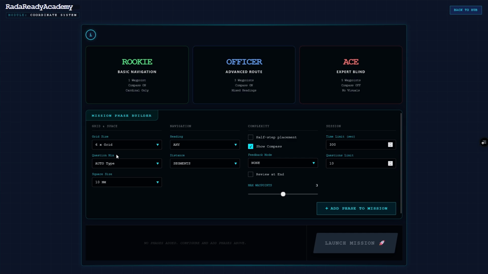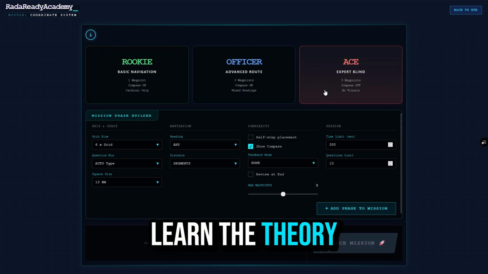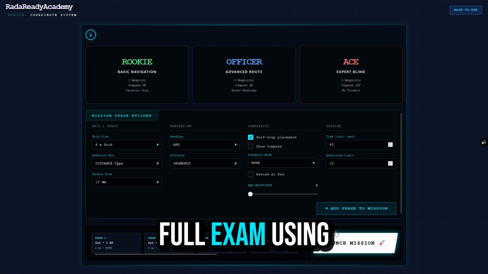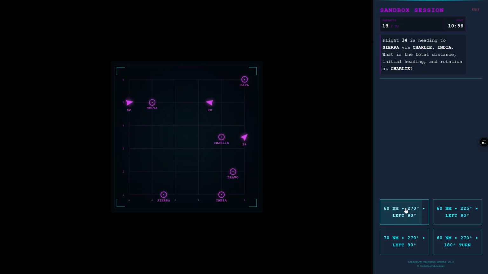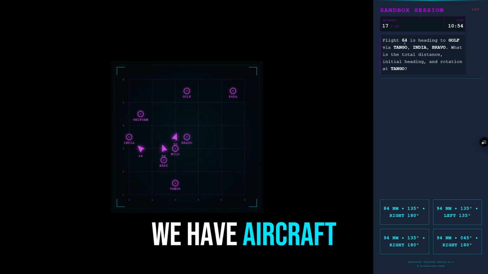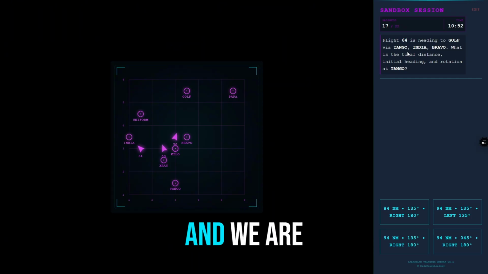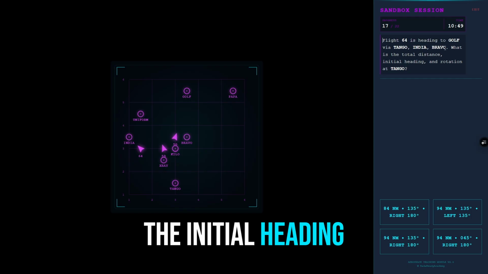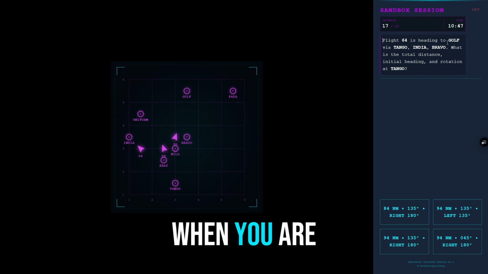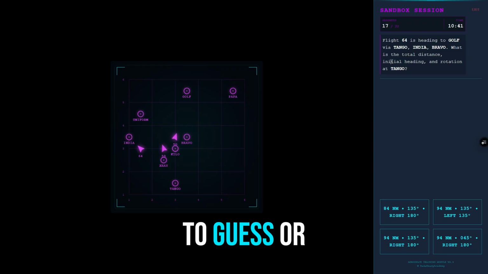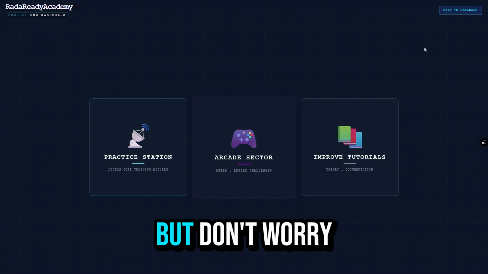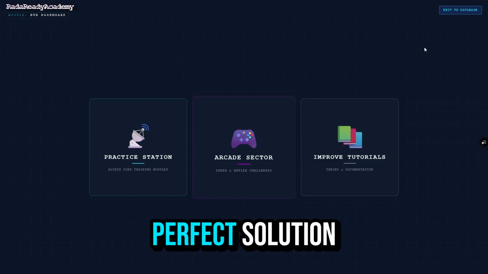termini heading. To understand why we need to learn the theory, let's generate a full exam using the mission builder on expert difficulty. Look at this, we have aircraft, waypoints, distances, and we are asked to calculate the initial heading and rotation. When you are faced with a screen like this for the first time, it looks like absolute chaos. If you try to guess or play blindly, you will fail. But don't worry, we have the perfect solution.